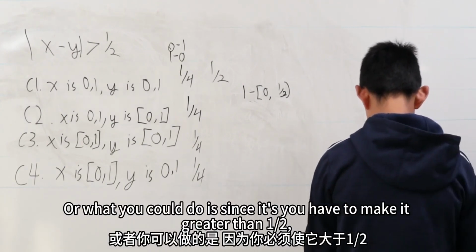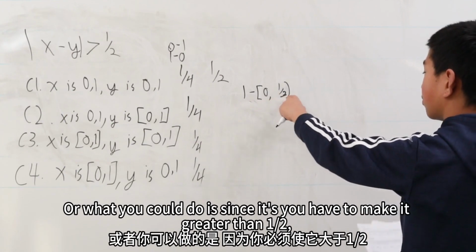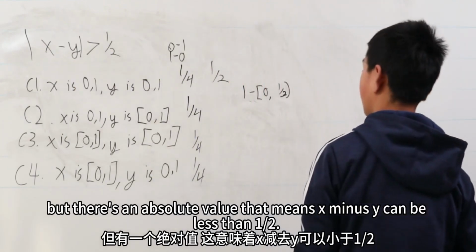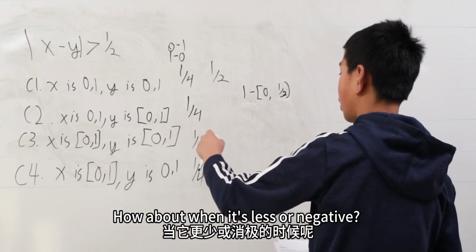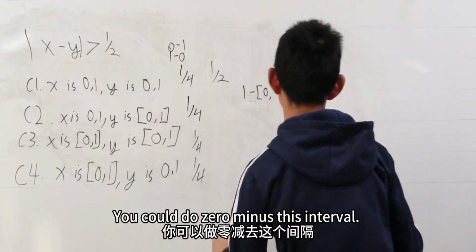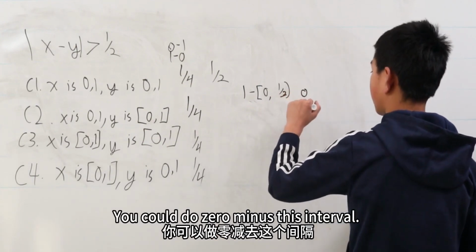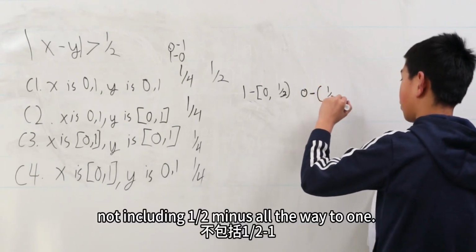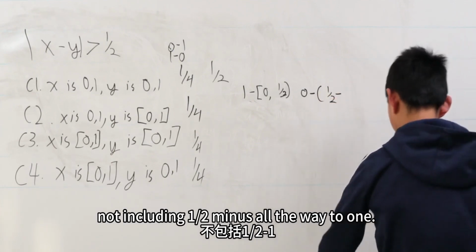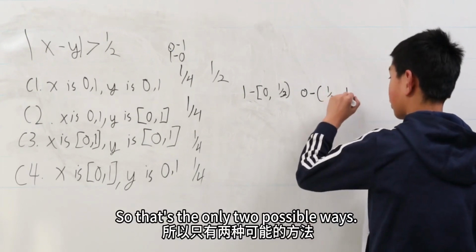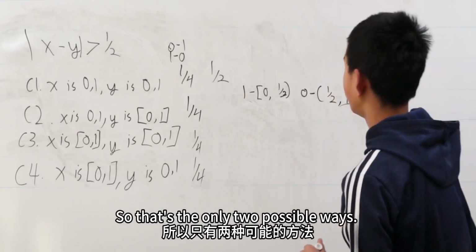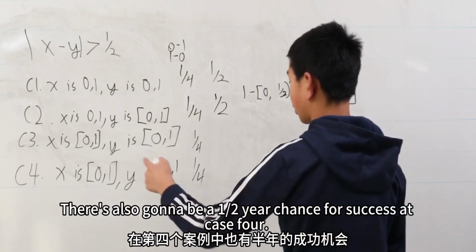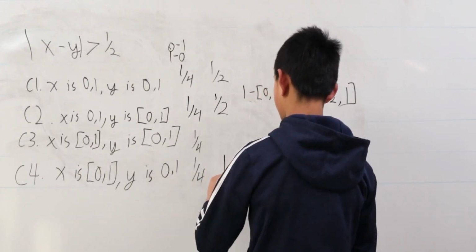Or what you could do is, since you have to make it greater than 1/2, but there's an absolute value, that means x minus y can be less than 1/2. This is when it's greater. How about when it's negative? You could do 0 minus this interval, but then it's going to be in the interval not including 1/2 all the way to 1. So that's the only 2 possible ways, and there's going to be 1/2 chance here for success. And there's also going to be a 1/2 chance for success at case 4.